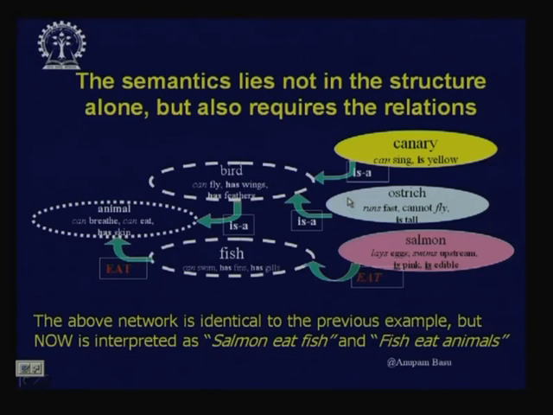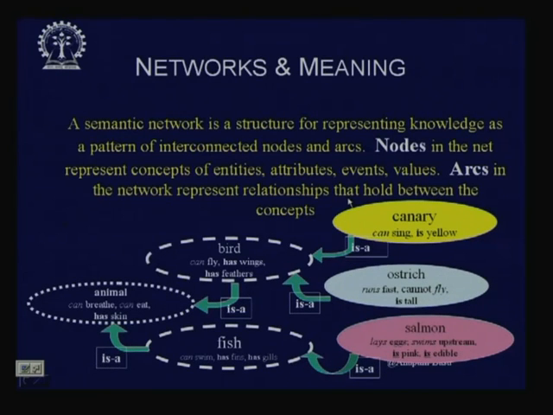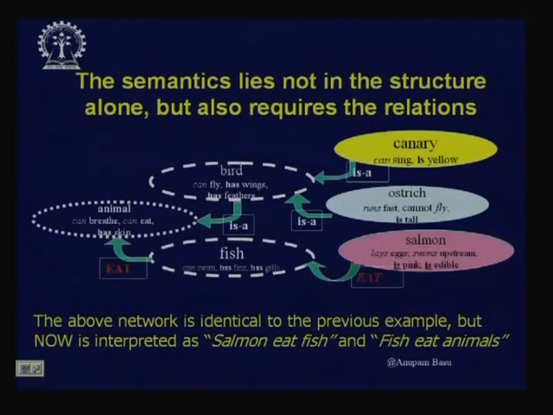For example, you see the meaning will quickly change when I look at this network and compare it with the earlier network. This network has got two links: salmon, fish and animal are connected by easy links. And I just change these two links from easy to eat. You see the structure, if I just withdraw these labels, the concepts and their linkages remain the same. The only thing that I have changed is the relation. Immediately the meaning has changed. Now what this structure means is, salmon eats fish and fish eat animals.